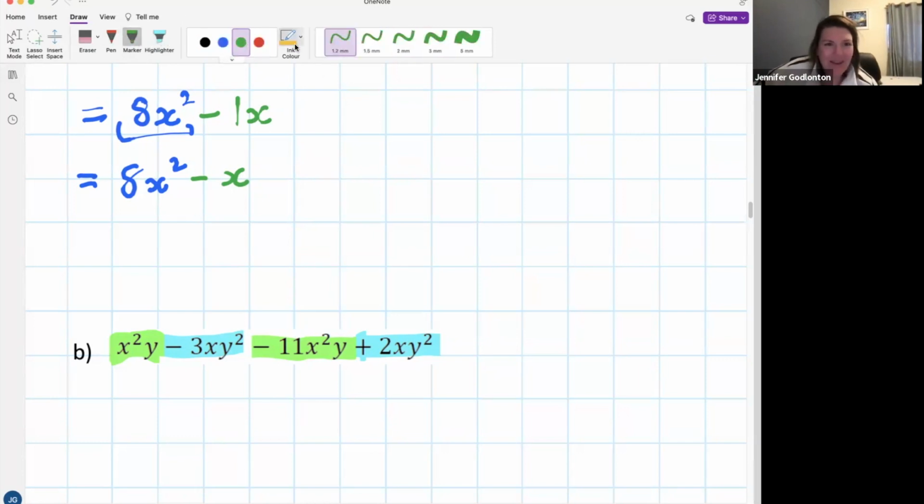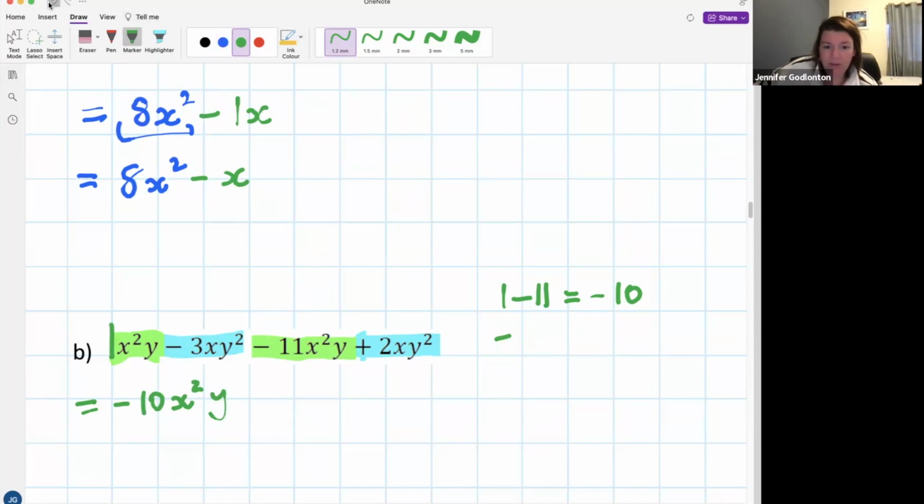Excellent. Okay. So what we have over here, when I say trap, often people forget that there's a 1 there. Okay. So look at your greens and think if I just had 1 minus 11, and you can use your calculator to help you. If I had 1 minus 11, I'm going to land up with negative 10. Okay. So I'm going to have negative 10 x squared y.